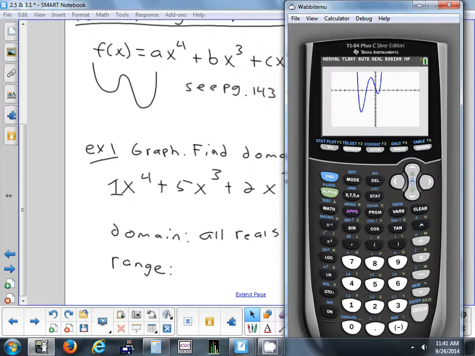Both the left and the right ends are going to go up forever. And in this case, there's a minimum, but there's no maximum. It goes up forever. Okay, to find the minimum, go second calc minimum. You pick a point to the left of your min, pick a point somewhere to the right, and do a guess. So my range of this function is as low as negative 11.95. It'll never get any lower than that. That is the absolute minimum for this function. And it goes from there up to positive infinity.